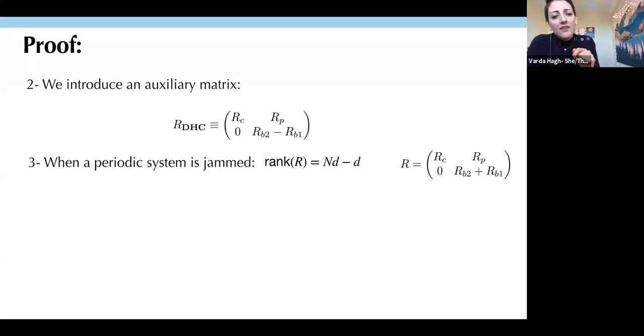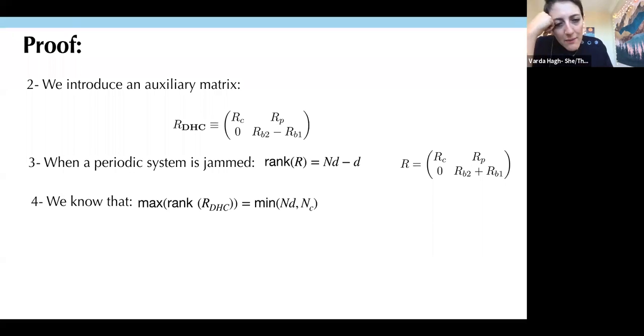All right. So now let's go back and look at the ranks of R and this RDHC. When we have a periodic system, if it's jammed, the rank of R should be ND minus D. Again, this is just from the rank-nullity theorem: rank of R plus the nullity of R, which for a rigid system would be D, equals the number of columns in R. So rank of R equals ND minus D.